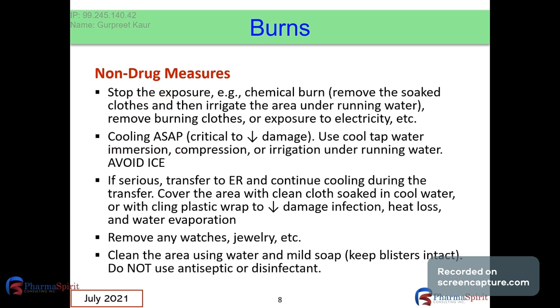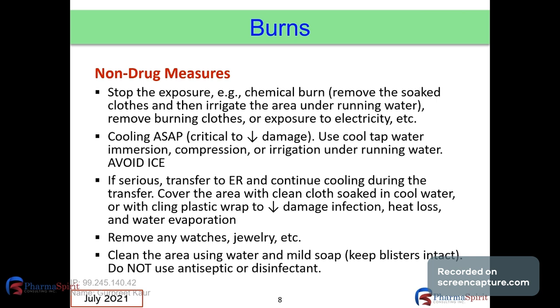Non-drug measures for burns. First thing we need to do is to stop the exposure by removing the contact with the causative agent or the source of the burn. So this will reduce further damage. For example, if the patient experiences chemical burn, we need to remove the soaked clothes and then irrigate the area using a large amount of running lukewarm water until the pH of the area is neutral.